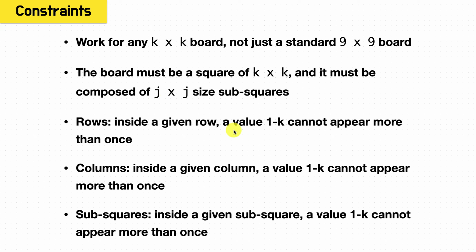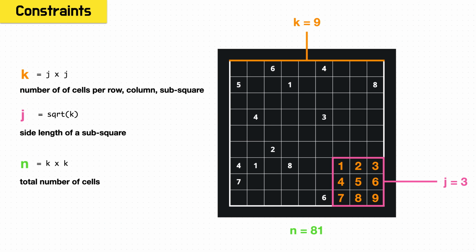Then inside any row, column, or subsquare, you can only have the numbers 1 through K appear once. If they appear more than once in any of these, it will be invalid. So with a normal board, 1 through K is 1 through 9. So those were a lot of different variables to take in. Let's now visualize what they all mean and how they relate to a valid Sudoku board.